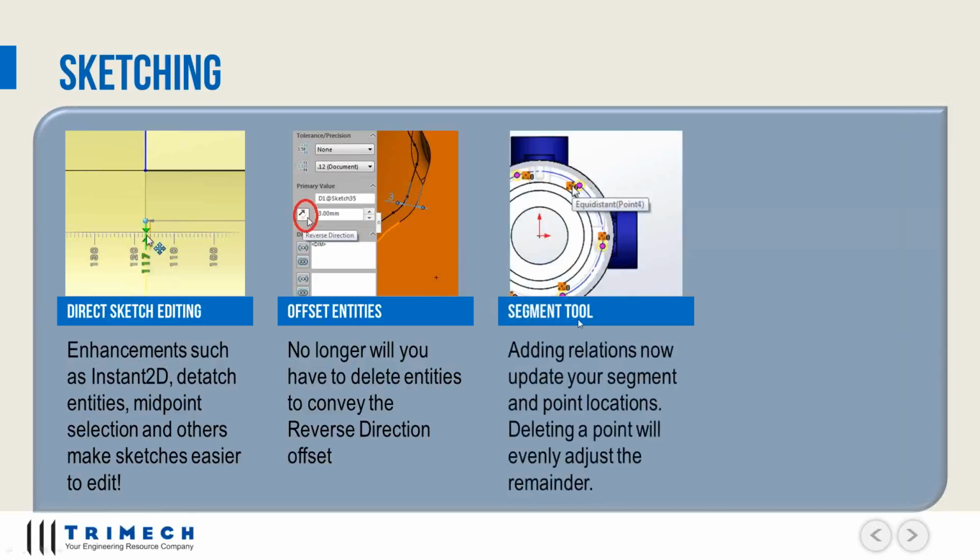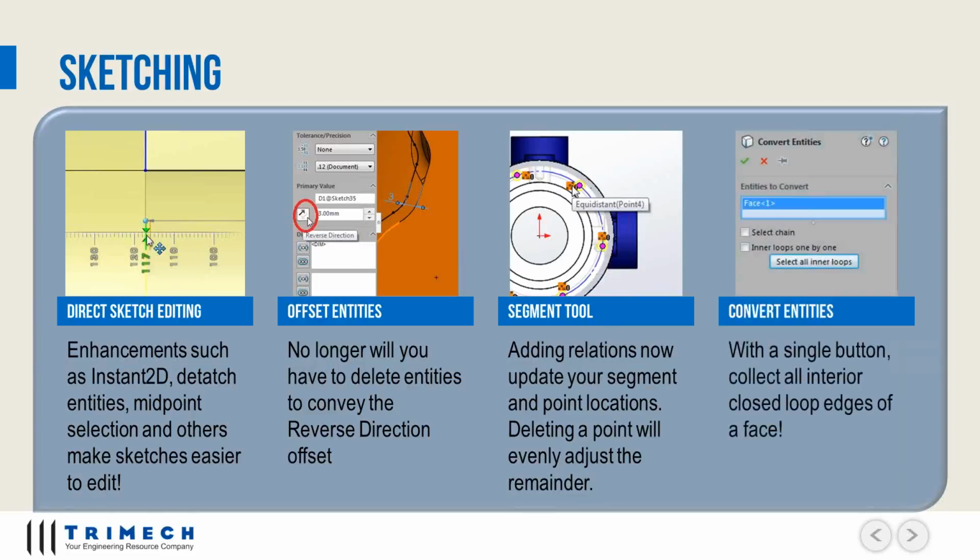Also showed you that the segment tool is now fully editable. You can add instances, take them away, and it'll still maintain the spacing for circular entities. Also, the Convert Entities tool has this new option to select inner loops. So not only will you get the outer edges, but you can also get the inner edges when you convert entities. All very cool enhancements for 2016.